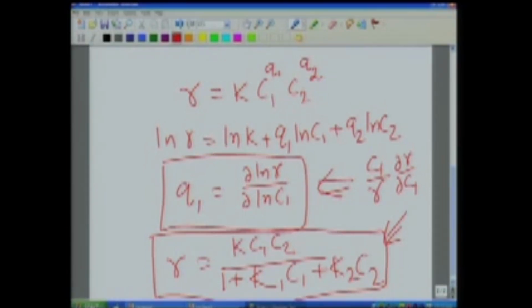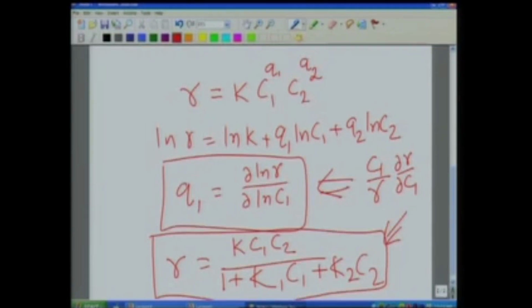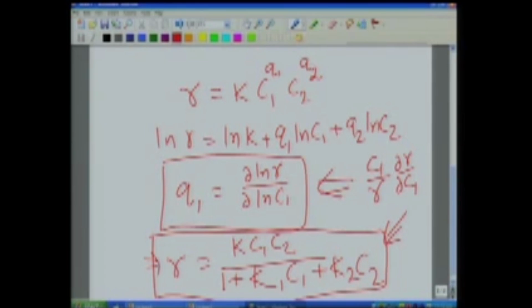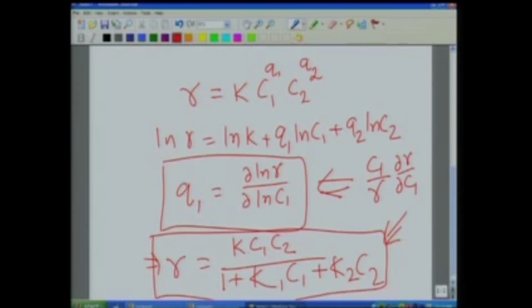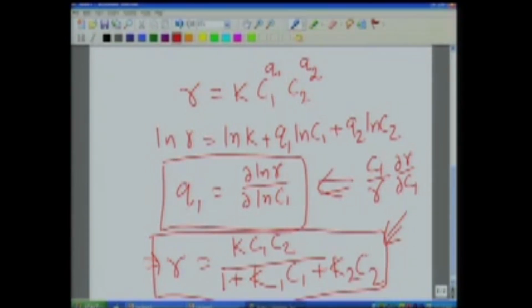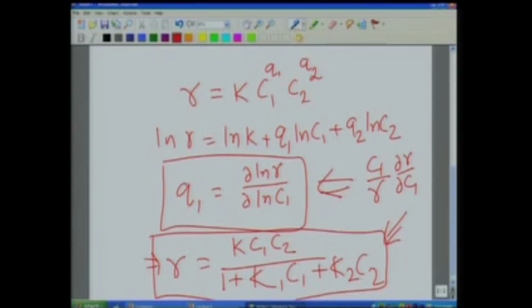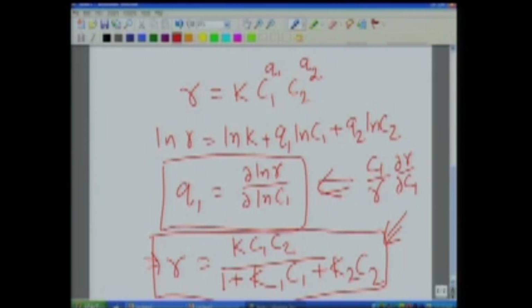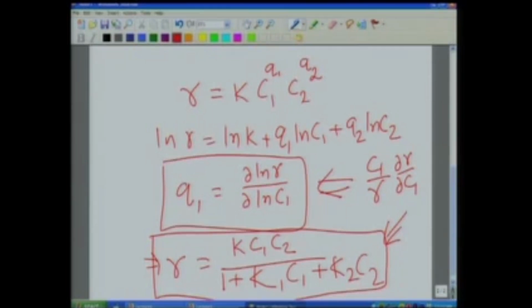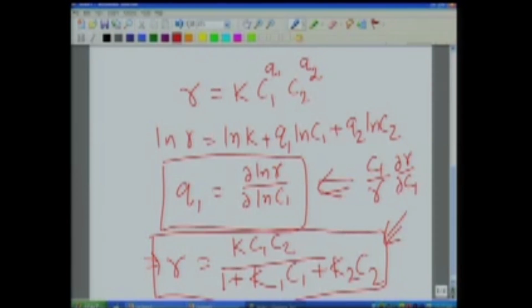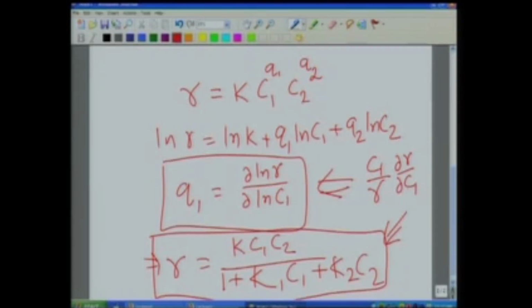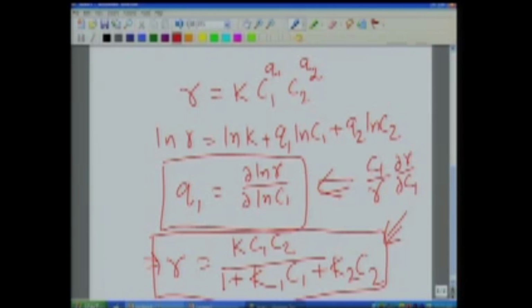So, I can take the derivative of this particular rate function with respect to C1 and normalize it by C1/R, and I will get the apparent order with respect to species C1. I will get the apparent order with respect to C2 if I do the same exercise with respect to C2, that is C2/R ∂R/∂C2. So, these are all what are called apparent orders of reactions.